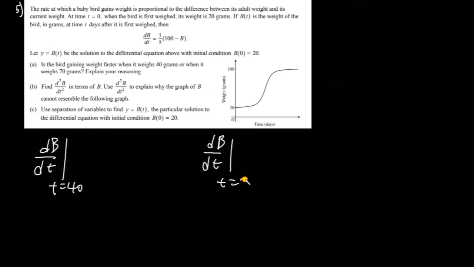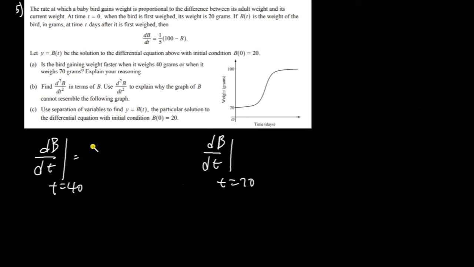So looking at the rate of change of the weight with respect to time, that's dB/dt. Is it gaining weight faster when it's 40 grams or when it's 70 grams? So we're going to look at, is dB/dt bigger? Is the speed at which it's gaining weight bigger when it's 40 grams or when it's 70 grams? We'll look at dB/dt when B is equal to 40 and dB/dt when B is equal to 70, and we'll say which one of these is bigger.